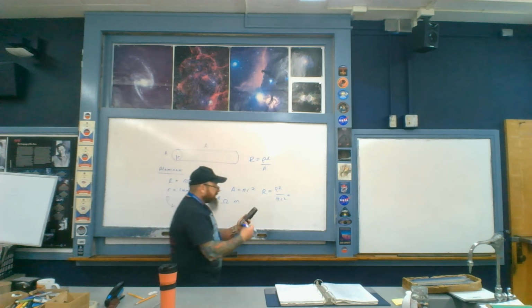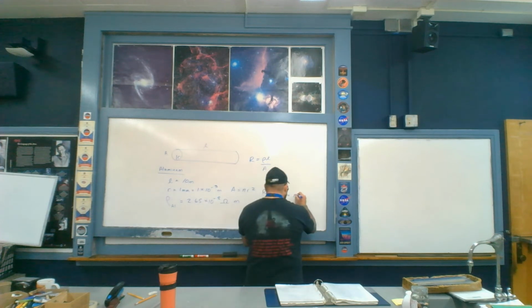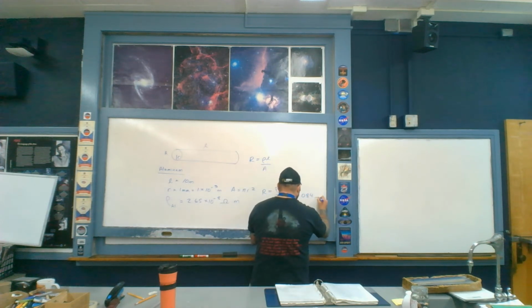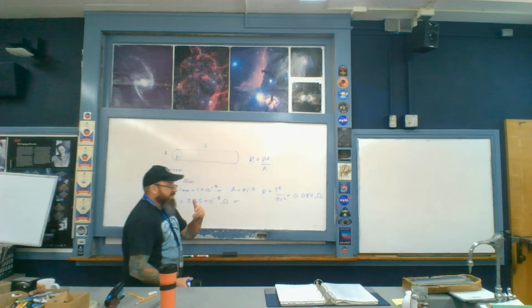And I end up with a really small value. This is one of the reasons why we use these metals in wires, because they have a small overall resistance. In this case, it's 0.084 ohms, like so. Now let's compare that to a copper wire.